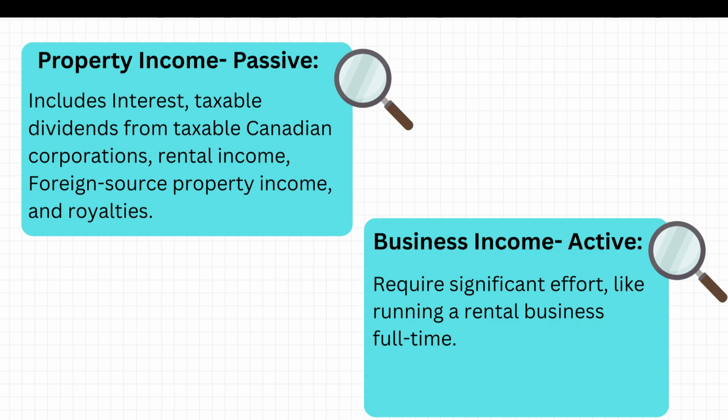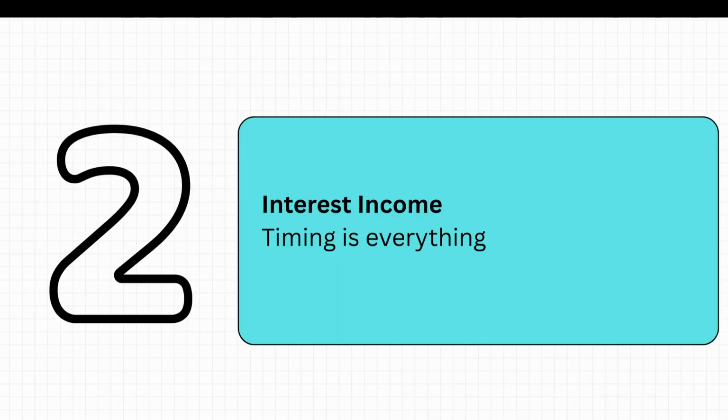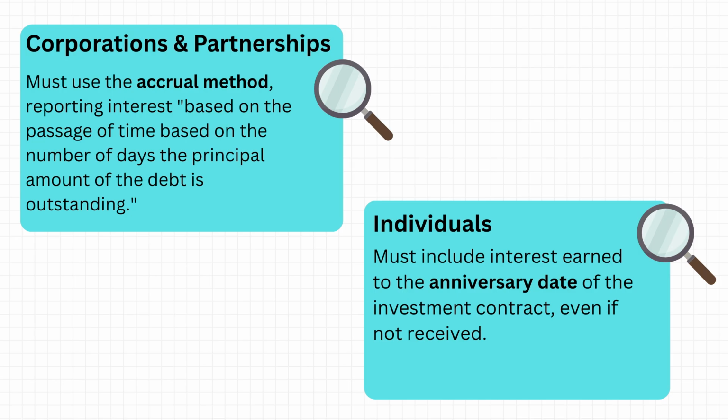So let's start with interest, since that's the most straightforward. Interest is simply the payment you receive for lending your money. It could come from a savings account, a GIC, a government bond, or even a mortgage you hold. Now, how do we report it? Corporations and partnerships must use the accrual method. That means interest is recognized as time passes, even if no cash has actually been received yet.